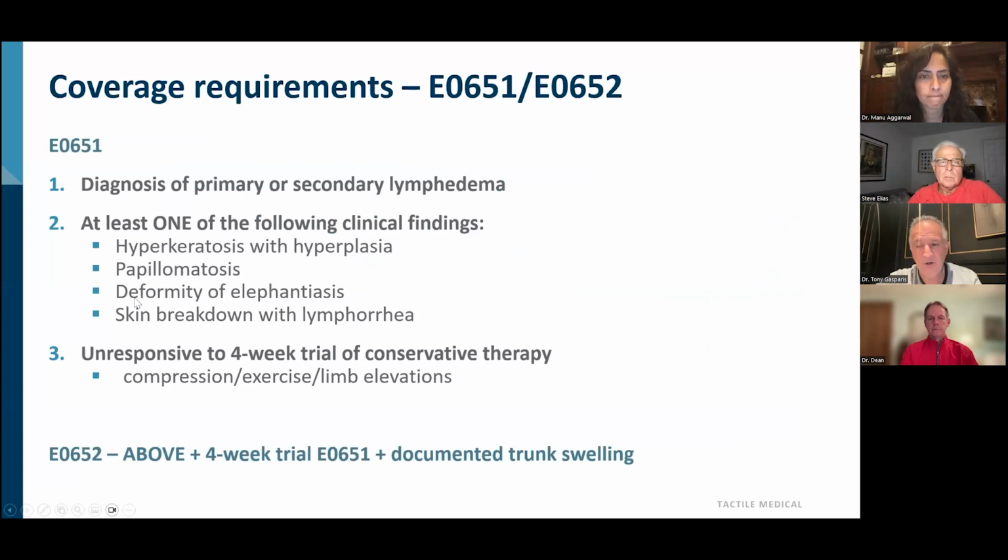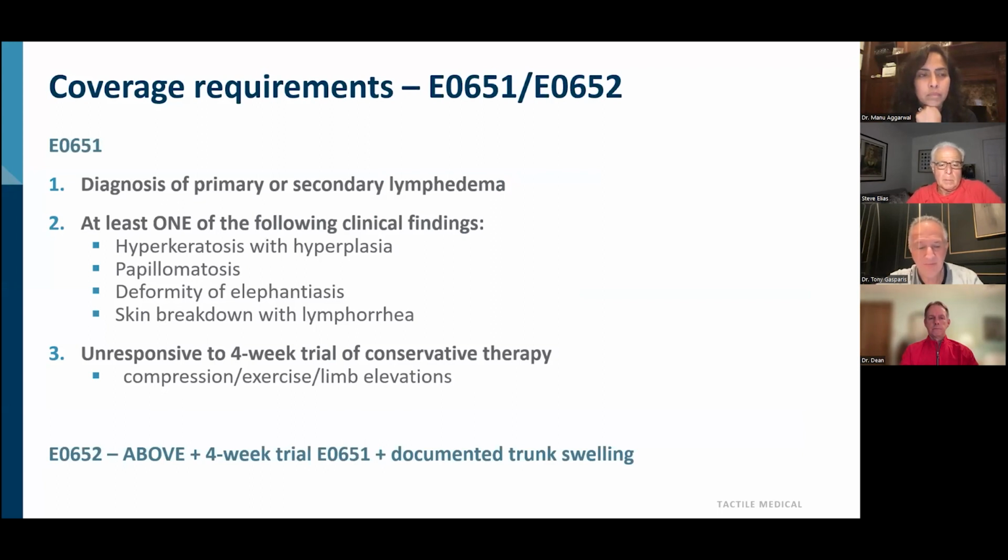Now, as far as coverage requirements, for a 651, there's 3 basic things that a patient has to have. One, obviously, diagnosis of primary or secondary lymphedema. They need to have at least one of the following clinical features, either hyperkeratosis, papillomatosis, deformity, lymphangiectasis, or skin breakdown with lymphorrhea. And finally, they need to have some type of conservative therapy for 4 weeks prior to prescribing a pump.